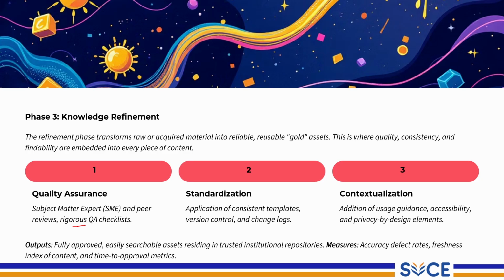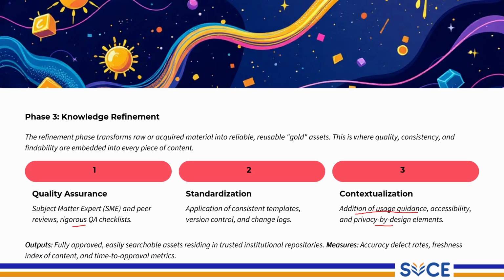And third one is contextualization, the addition of usage guidance, accessibility and privacy by design elements. This ensures people know how to use the knowledge correctly. It's accessible to everyone and privacy concerns are respected. And last one, the outputs are fully approved, easily searchable assets residing in trusted institutional repositories. Here the measures are accuracy, defect rates, freshness, context of content, time to approval, and metrics. So at the end of the refinement, the knowledge is not just polished, it is ready to be used effectively with a clear quality measure to track it.